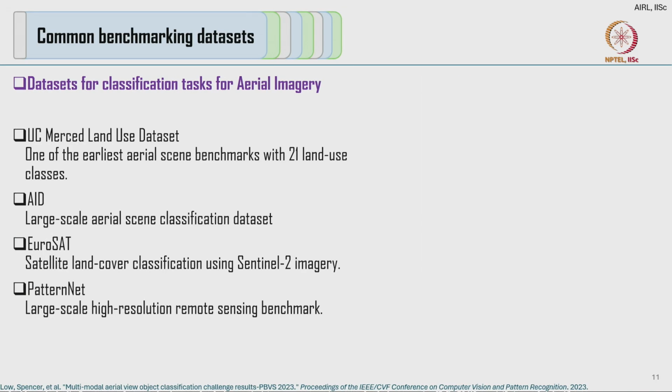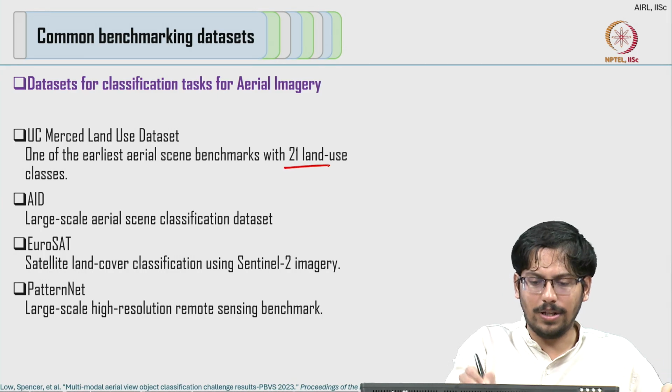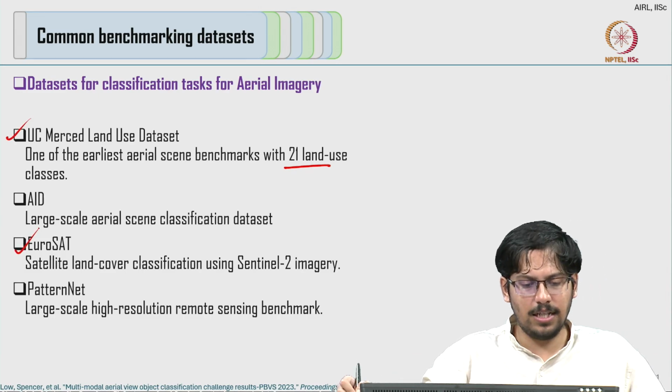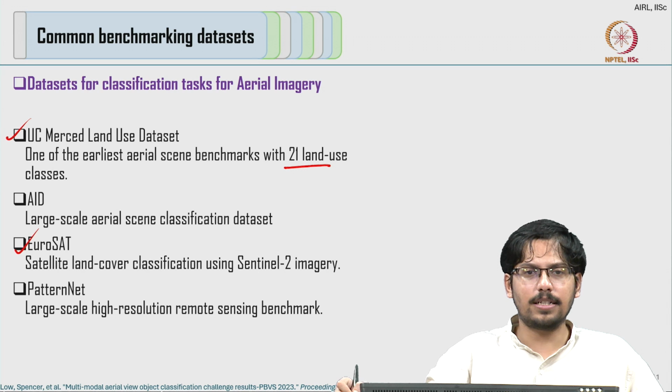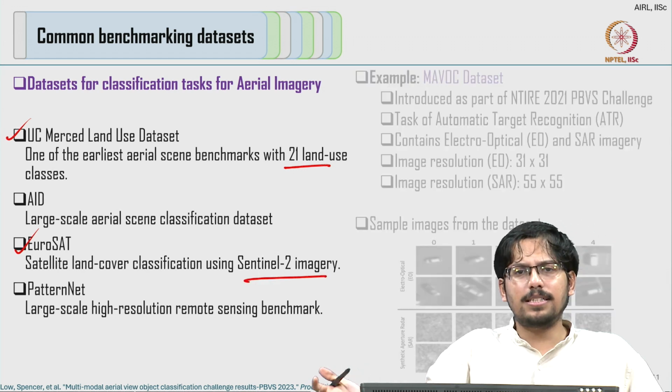Now let us take a look at classification datasets for aerial imagery. Now there are certain datasets, for example the UC Merced land use dataset, which is essentially trying to classify different types of land classes into 21 classes. There are also datasets like EuroSAT, which is essentially the satellite land cover dataset, which is using the Sentinel-2 imagery, right. Let us take an example here.